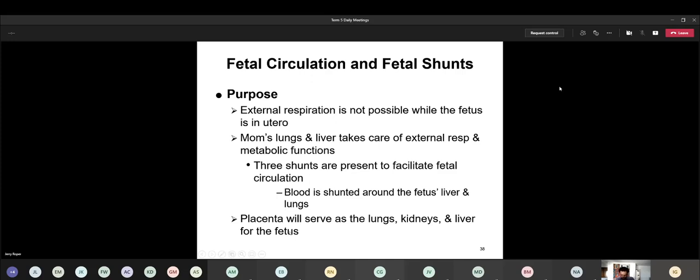All right, so then the very last thing here, for sure, the placenta will be the fetus's lungs, kidneys, and liver. Really, it's going to serve all those vital functions and help with those functions.